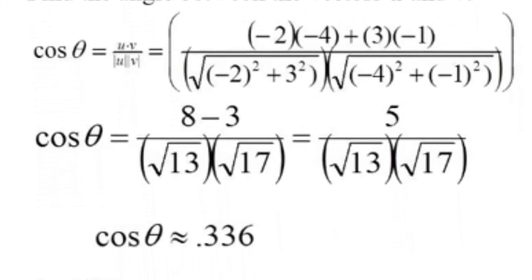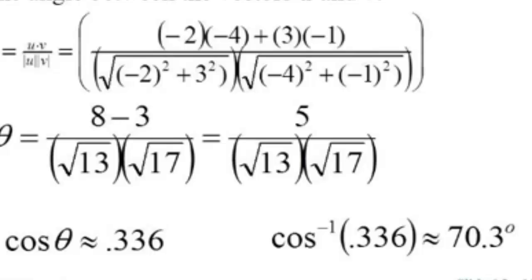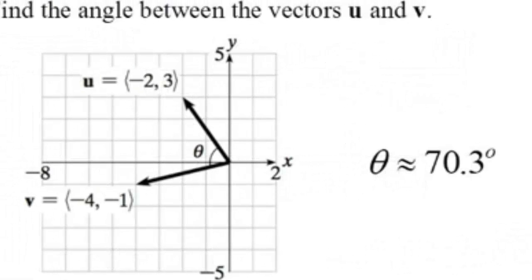Putting that into our calculators, we get cosine theta is approximately 0.336, and I rounded it here. You should leave it unrounded in your calculator as long as possible. And taking the arc cosine of 0.336, we get approximately 70.3 degrees. And looking back at the diagram, we can see here theta is approximately 70.3 degrees.